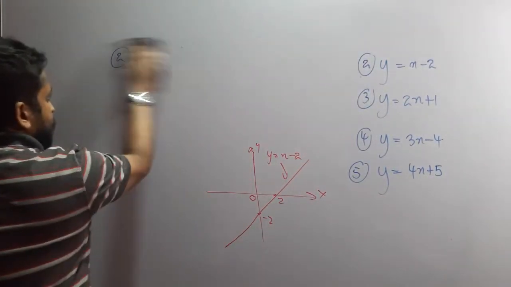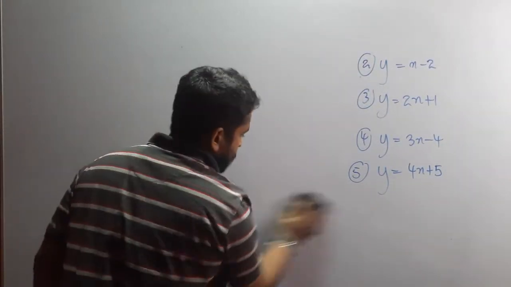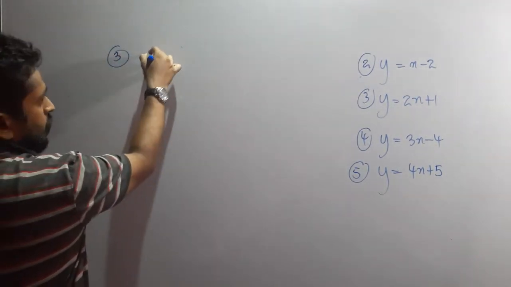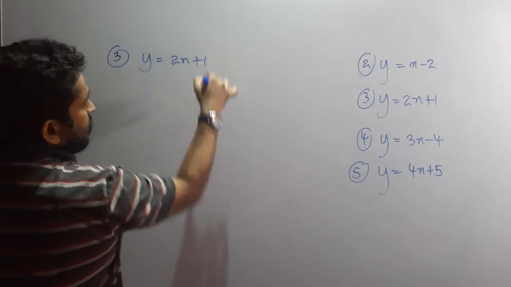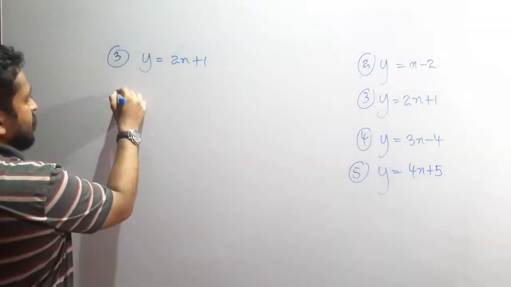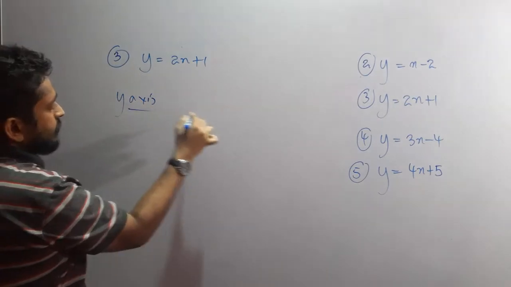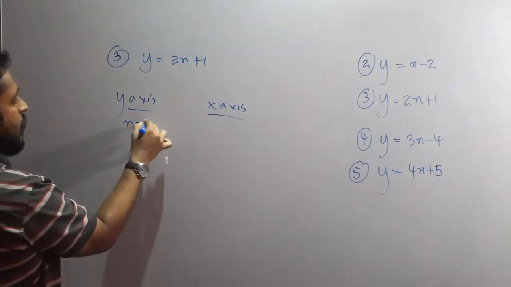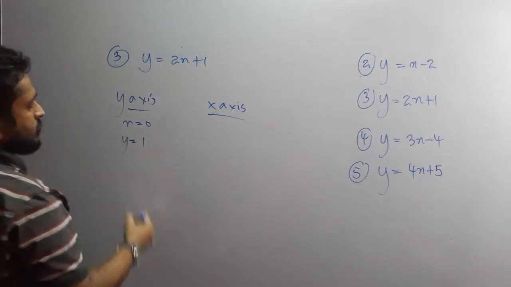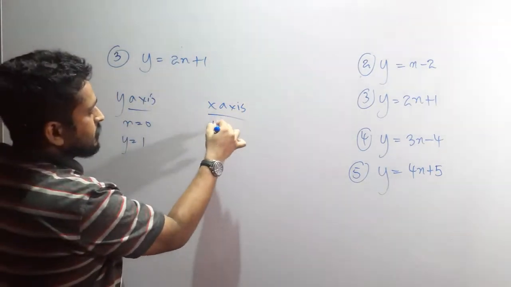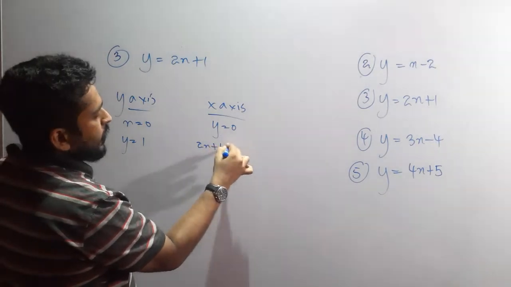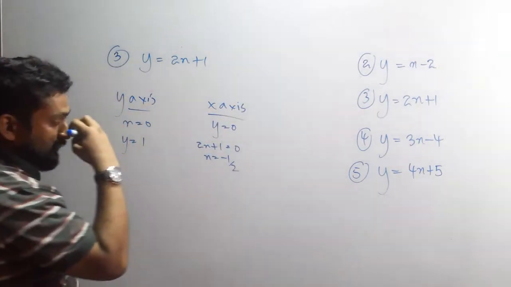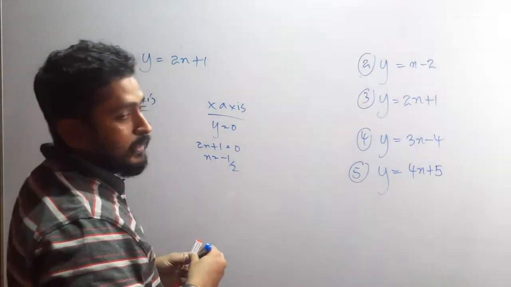Third question. Y equals 2x plus 1. Cutting point of y-axis, cutting point of x-axis. To have the cutting point of y-axis, x equals 0, y equals 1. To have the cutting point of x-axis, y equals 0, 2x plus 1 equals 0, make that the subject, x equals minus half. We have learned those things previously.